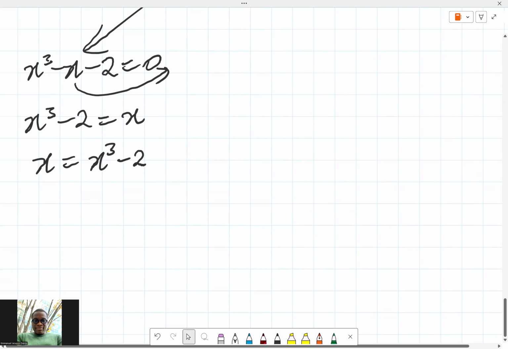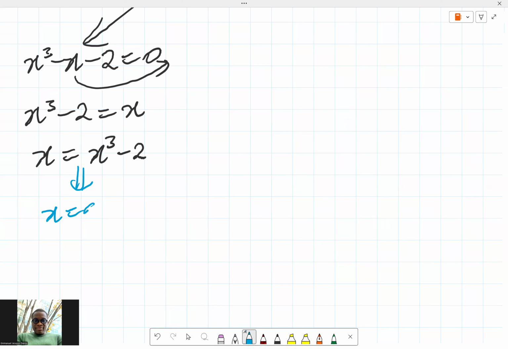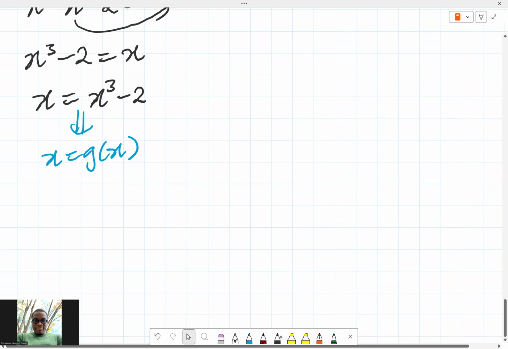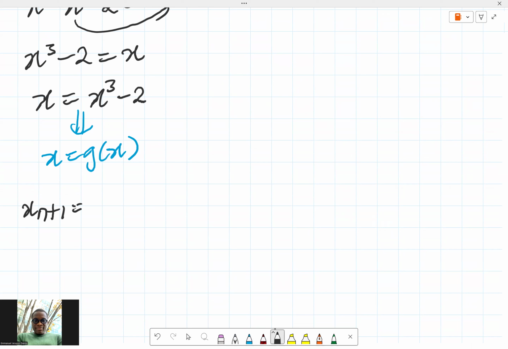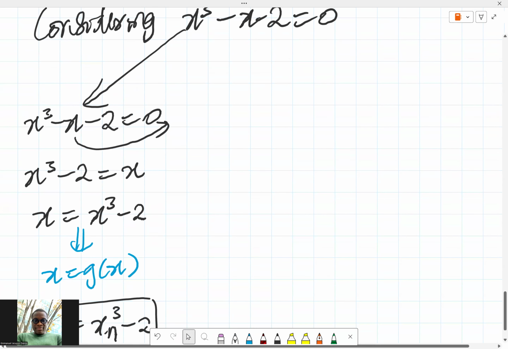So based on this, you can have x n plus 1 equals, so this is more like your x equals g of x that we've been talking about. So you can now express it as a formula, which is xn plus 1 equals xn cubed minus 2. So this is an expression you can use for your iterations. So that's one way to express the situation.